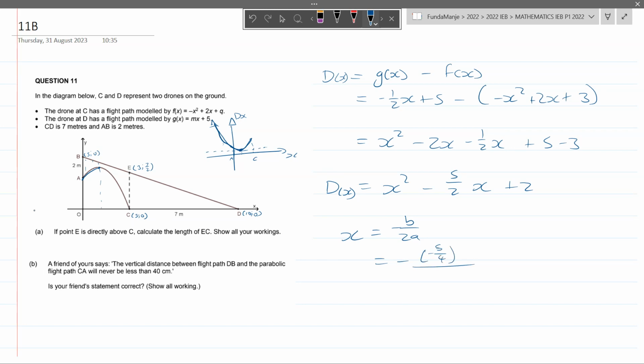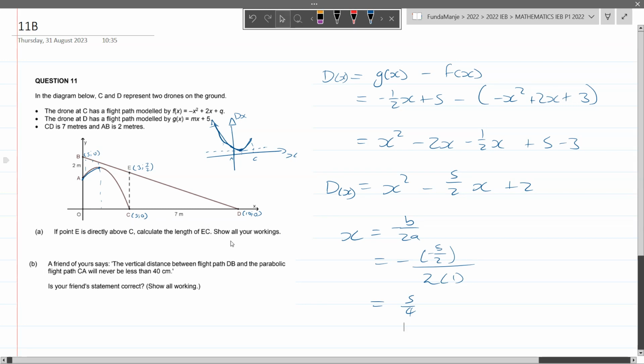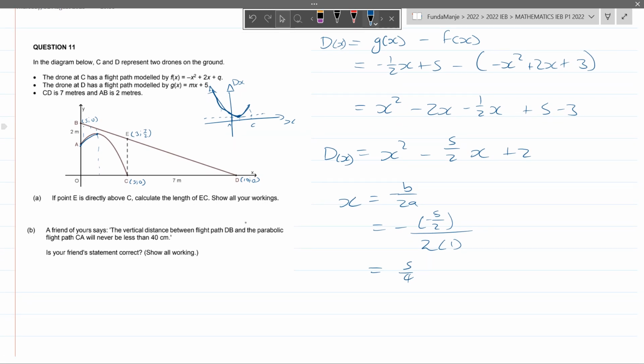Be careful when working with multiple fractions like this. Minus minus 5 over 2, all over 2a, which is 1. Putting this on your calculator gives you 5 over 4, and at this value we want to find out what the distance is. So we take this 5 over 4 and we put it back into the distance formula. We want to find out what our distance is when our x is 5 over 4. That will be equal to 5 over 4 squared minus 5 over 2 times 5 over 4 plus 2.